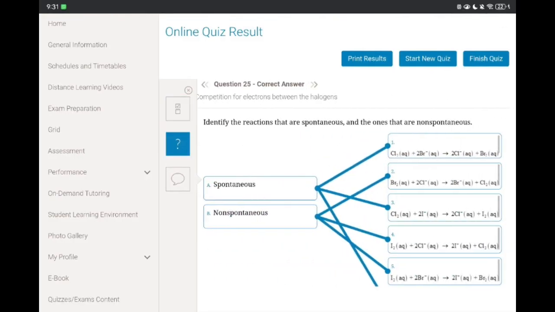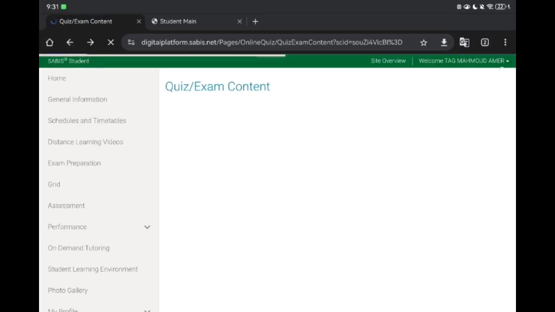They're asking which ones are spontaneous and which ones aren't. Now, let's see. Spontaneous.